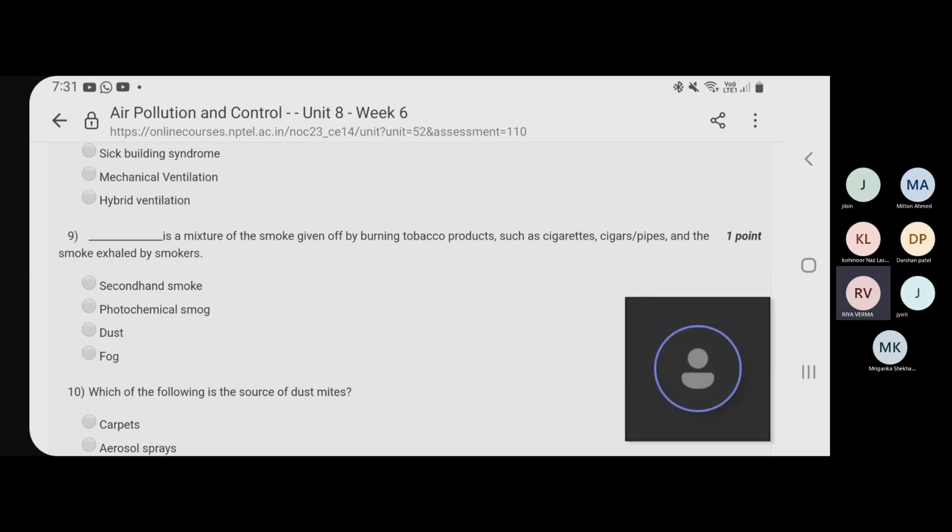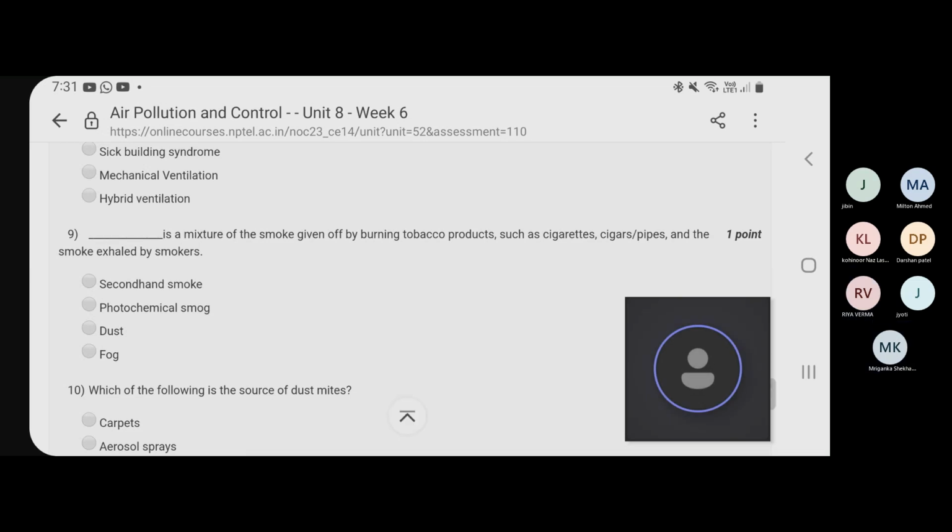Ninth, dash is a mixture of smoke given off by burning tobacco products such as cigarettes, cigars, pipes, and the smoke exhaled. It is secondhand smoke. Yes, it is. Secondhand smoke.